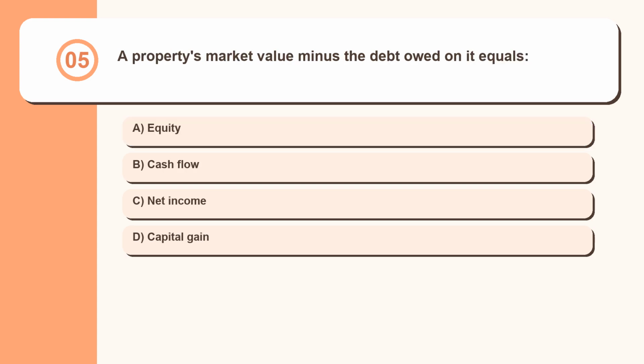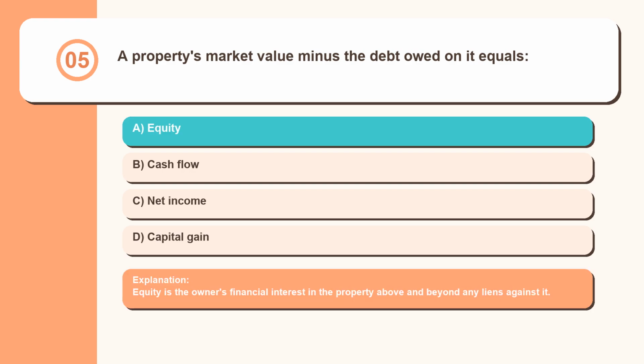Question 5. A property's market value minus the debt owed on it equals: equity, cash flow, net income, capital gain. Equity is the owner's financial interest in the property above and beyond any liens against it.